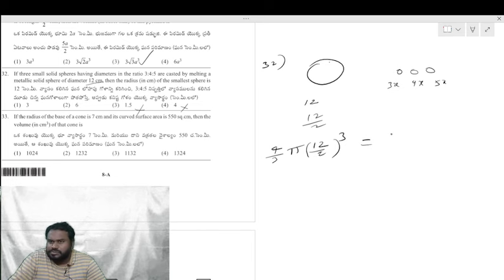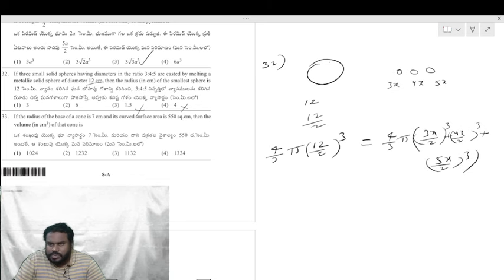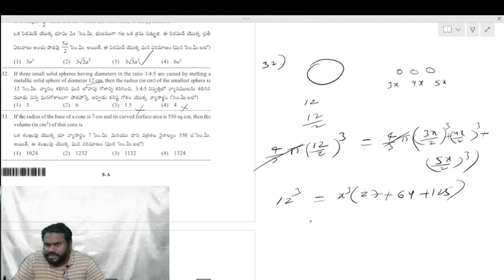This is equal to 4 by 3 pi, (3x by 2) cube plus (4x by 2) cube plus (5x by 2) cube. So these things get cancelled, 4 by 3 pi. I'll keep the 2; I don't cancel it because on the right side also 2s are there, so they get cancelled. So 12 cube is equal to x cube, I'll take common, 27 plus 64 plus 125.